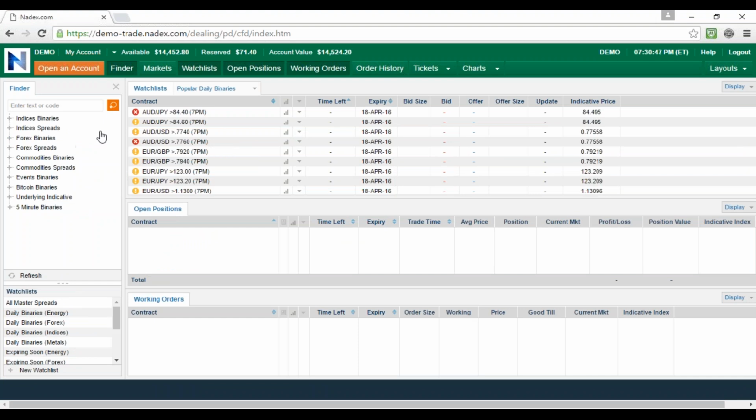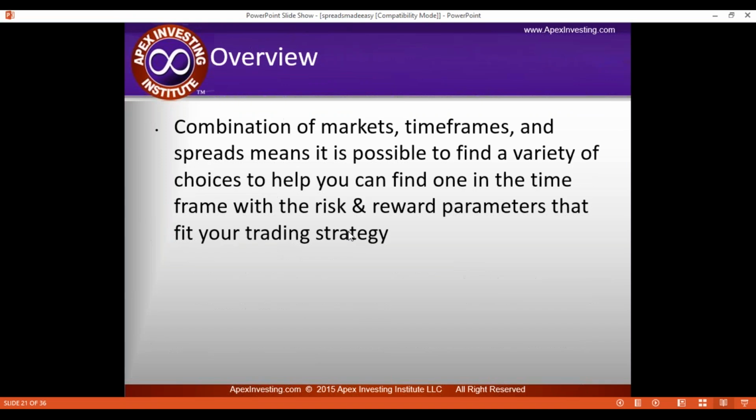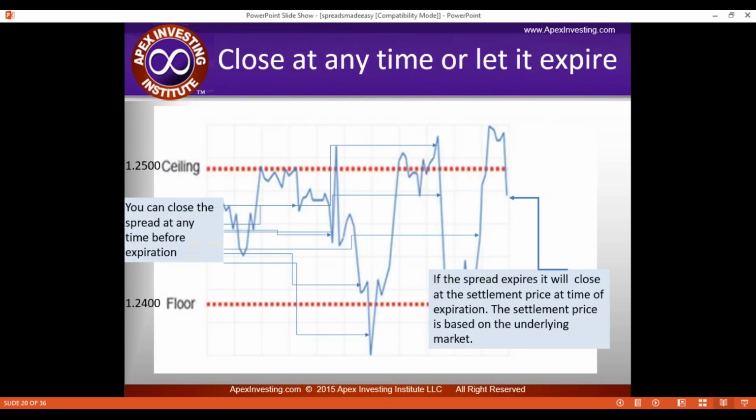Are there any questions at all on the basics of what we just covered? I'll show you where you can get some more in-depth info, but on the basics we just covered of spreads: spreads have floors and ceilings. You can't lose or make more beyond the ceiling or floor, and you can hold it to expiration, or you can get out early, and everything is $1 per tick.